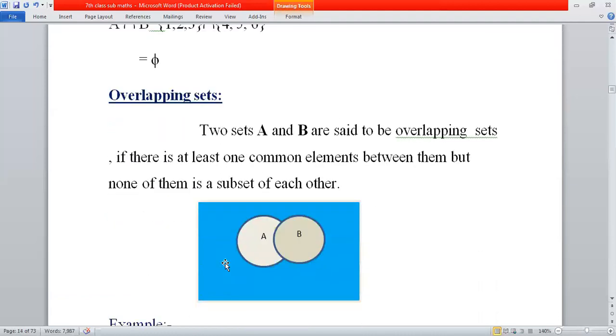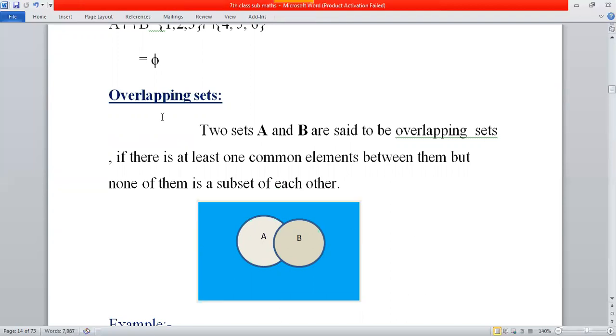Now come to the next concept, that is overlapping sets. From the word overlap, you can easily understand that one set overlaps the other. If you look at the diagram, there are two sets A and B. B overlaps A. This one portion is overlapped on A. It means that something is common between both A and B.